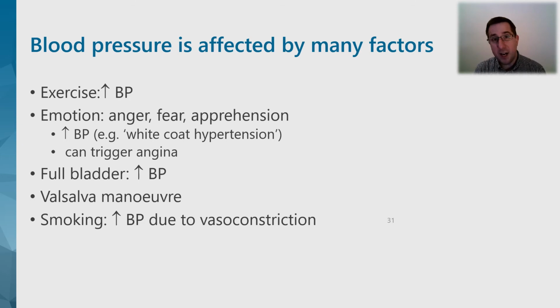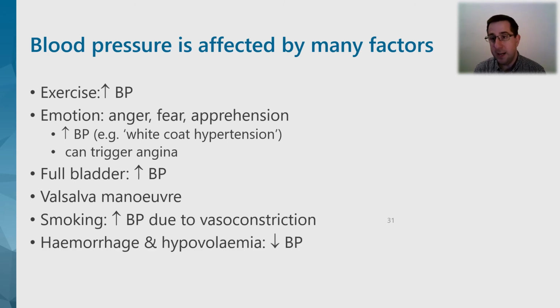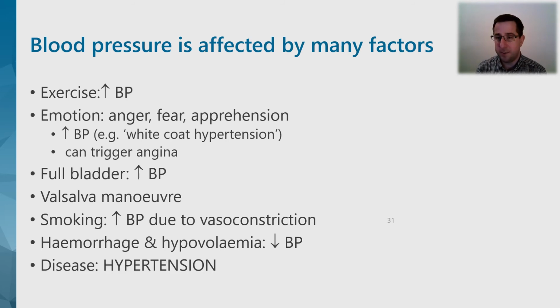Smoking: the various chemicals in smoke that you inhale have an impact on the nicotinic receptors in the body, which can cause vasoconstriction and push blood pressure up. And then losing blood from the system, so bleeding a lot, could cause your blood pressure to be quite low. And then finally, disease like hypertension, which can be caused by a number of different pathologies.